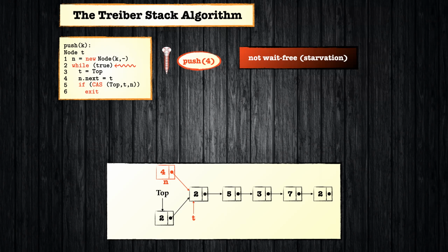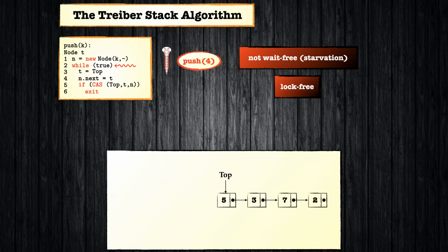So this is one of the disadvantages. It's lock-free, but not wait-free. It's lock-free in two senses, in fact. It's lock-free because you have global progress. At least one thread will succeed all the time. And it doesn't use any locks. Instead, it uses the CAS instruction.